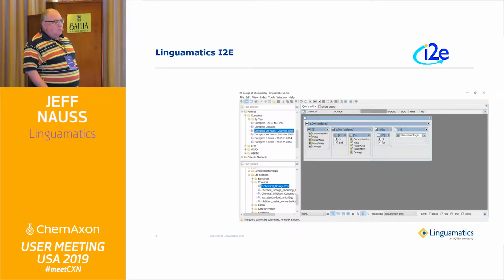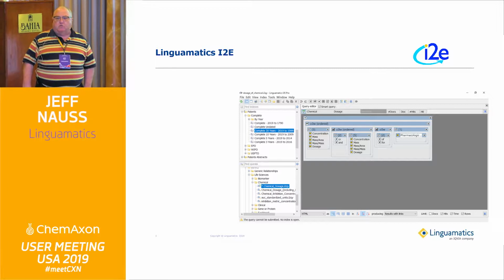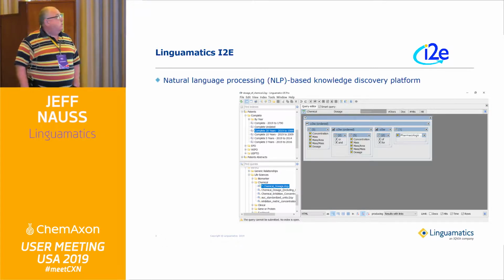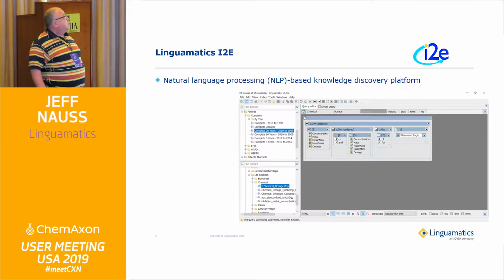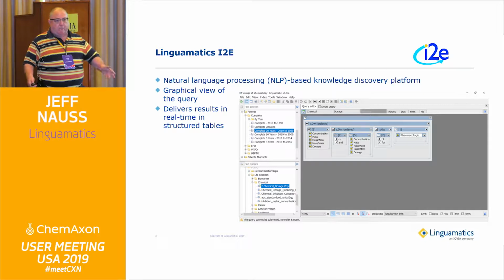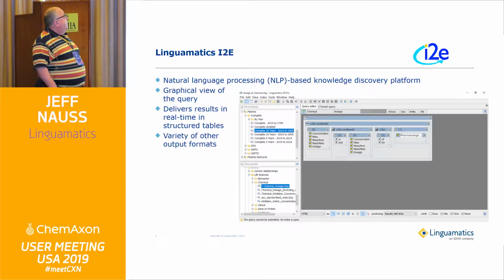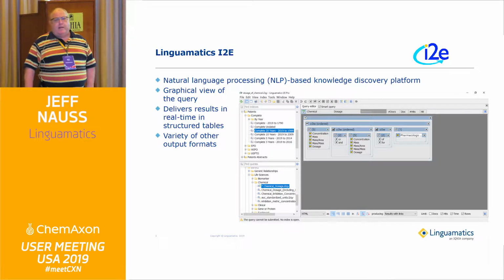The software itself, I2E, is a graphical representation of the query, where each one of these individual boxes represents a linguistic unit that's being considered in the query, and we generate the results in real time, unlike some open source software for text mining where you may have to recompile something or another. No, you can just modify the query and run, boom, boom, boom, one query right after the other. And it does write out a variety of file formats.